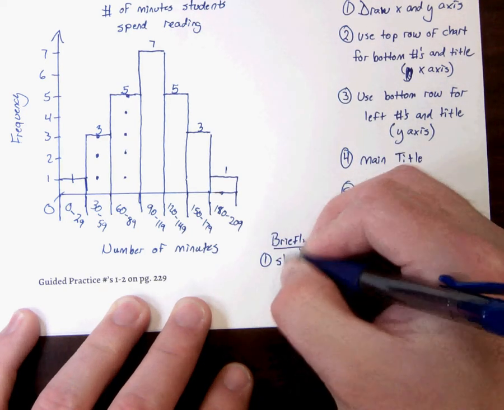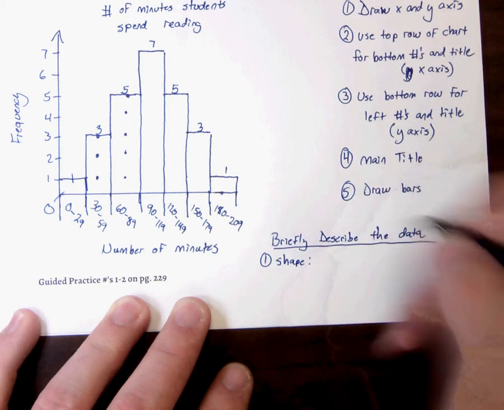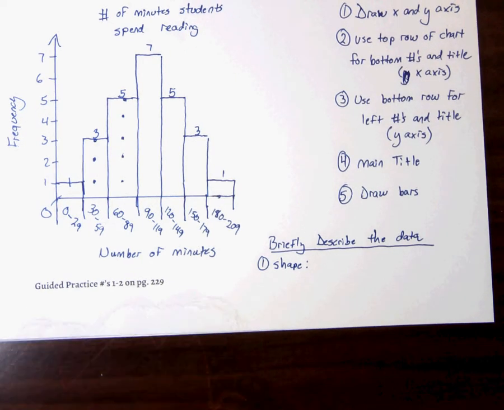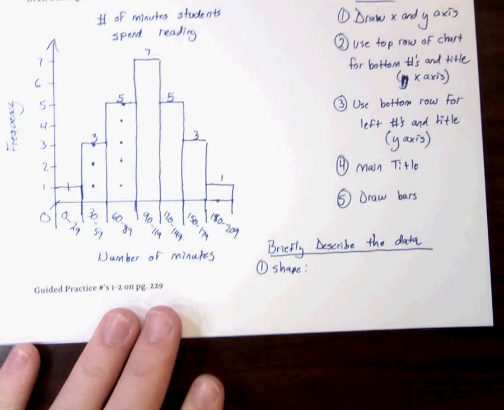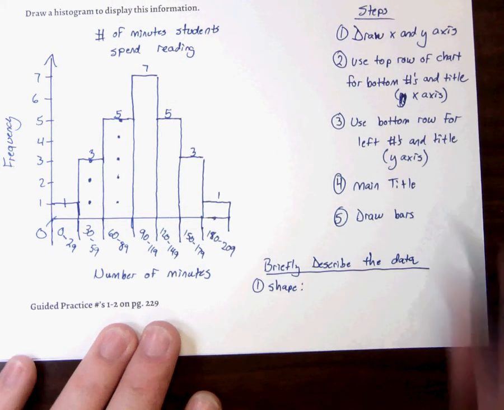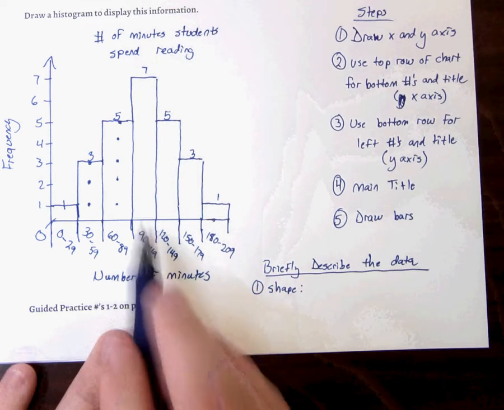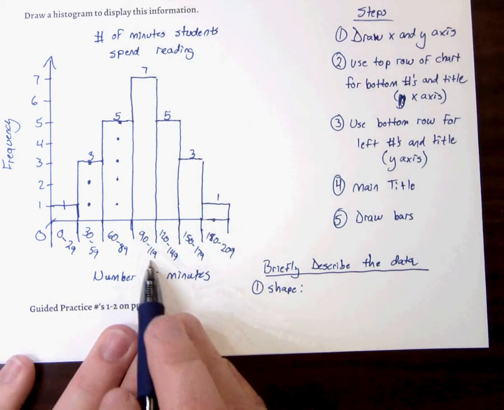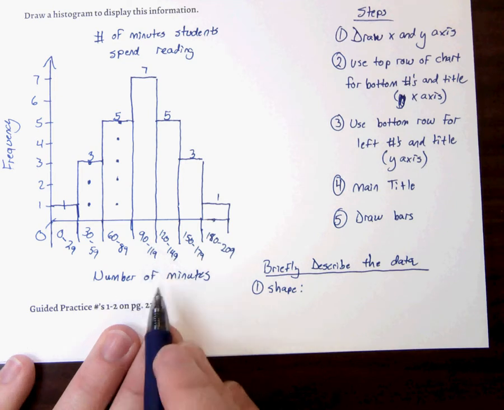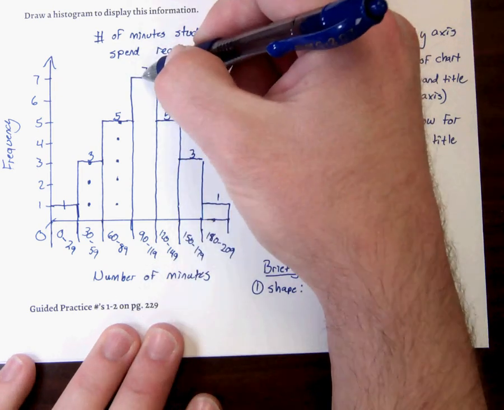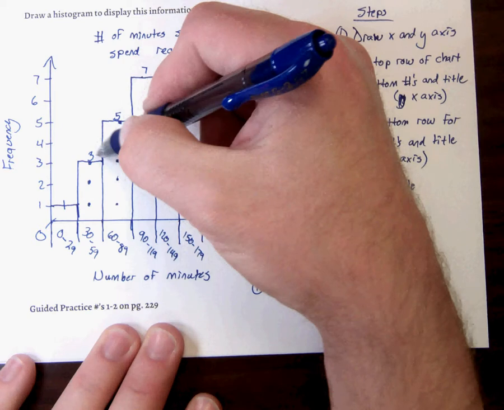Now, how many values are on the left side? 5, 6, 7, 8, 9. How many are on the right? 5, 6, 7, 8, 9. Oh, it's identical. All right, let's look at the shape. 1, 3, 5, 7, 5, 3, 1. It's a perfect symmetrical mountain. So our shape is symmetrical.